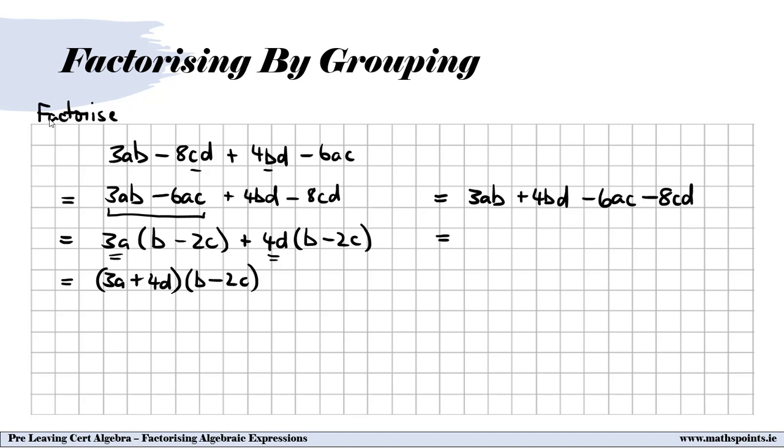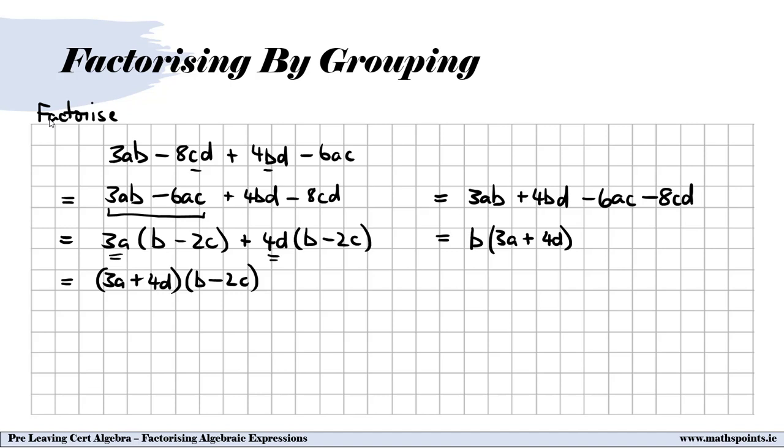So let's take a look. We're going to take out of the first pair, we are going to divide out B. B is the common factor. B into 3AB goes 3A times. And then B into 4BD goes 4D times. If we divide B into 4BD, we'll be left with 4D.